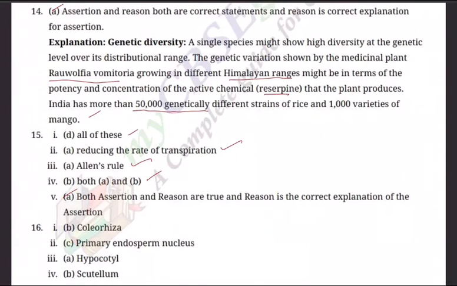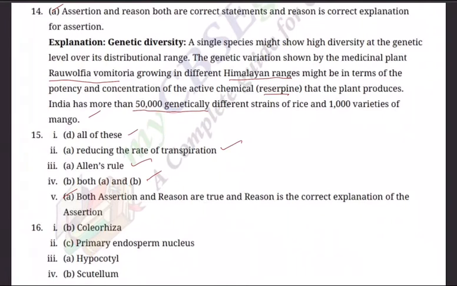And then assertion reasoning. Answer is A. Both assertion and reason are true, and reason is the correct explanation of assertion. Why? People in high altitude places experience altitude sickness. Okay. Second reason, altitude sickness is experienced due to low atmospheric pressure of high altitudes. The body does not get enough oxygen. That's why assertion also correct, reason also correct, and the reason is the correct explanation of assertion.